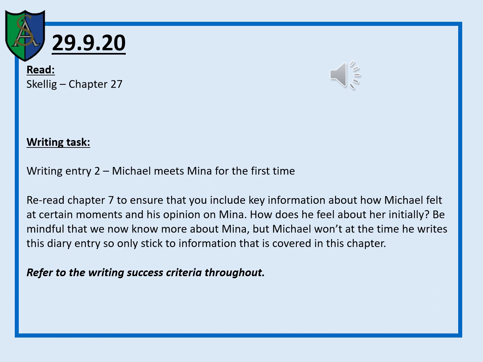Think about how Michael feels about her initially. He seems quite sceptical to me. He's not sure what to make of her. He doesn't know how to feel about her. Be mindful, again, that we know a lot more about Mina now, but Michael doesn't at this particular moment in chapter 7. So this diary entry is really only his opinion at that particular time. Again, refer back to the success criteria, but I would expect this, as with all your diary entries this week, to be at least half a page long.